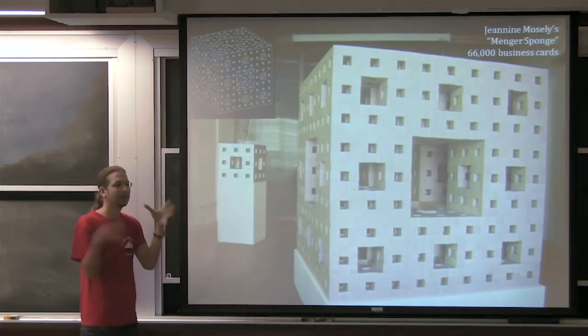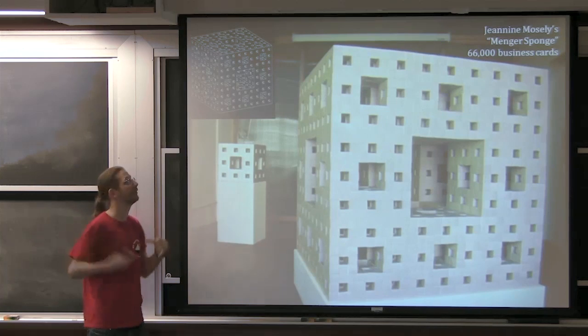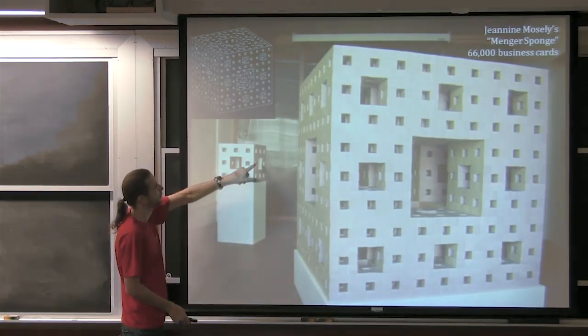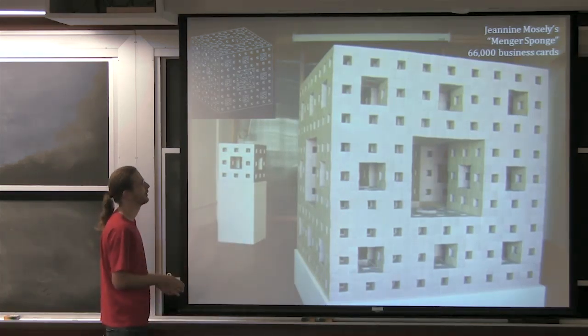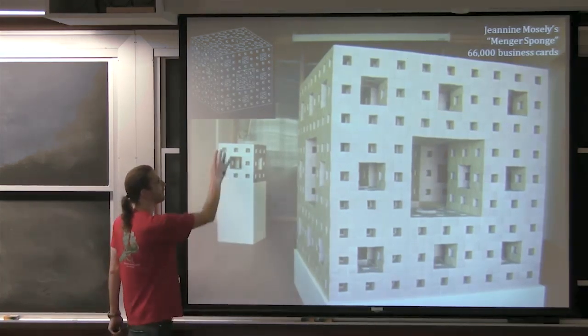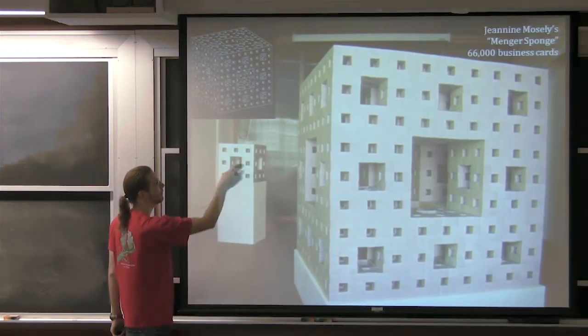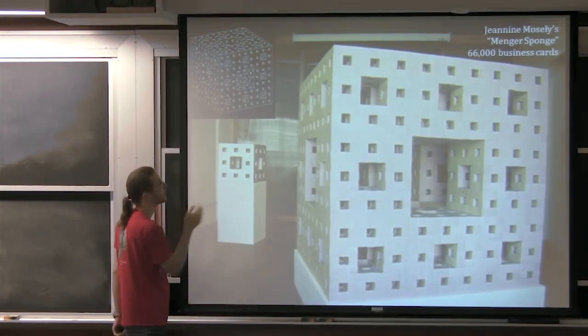You start by taking a cube and then drilling holes through each of the sides in the center third. So this is one iteration. You drill through that hole, same on each side, and remove that material. That leaves you with how many cubes? 8 cubes on top, 8 cubes on the bottom, 4 cubes in the middle, which is 20.